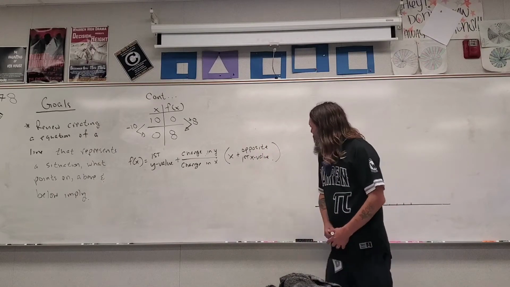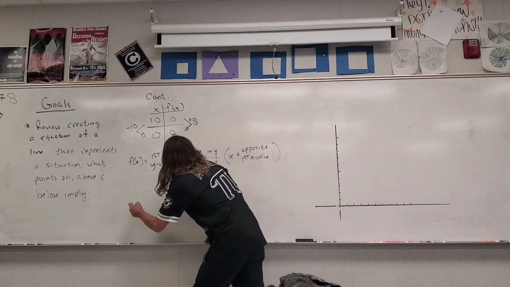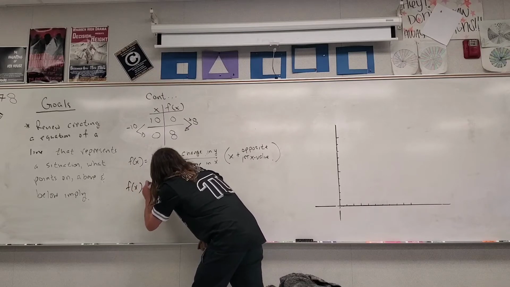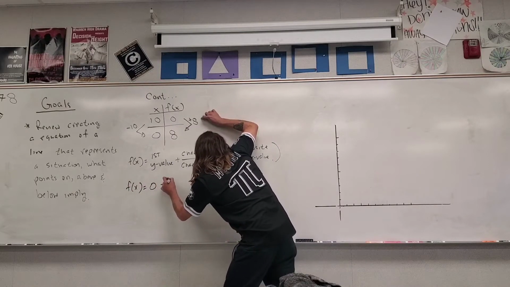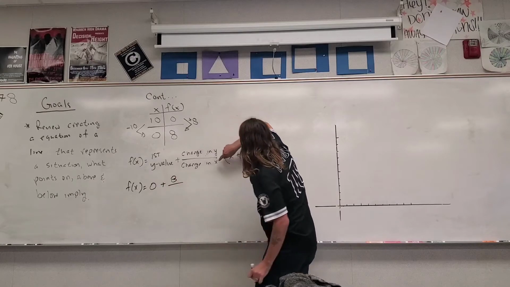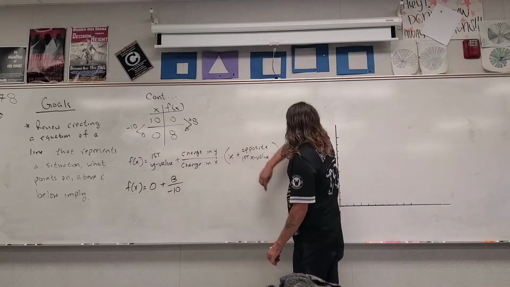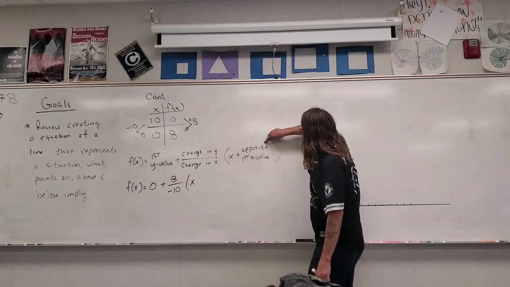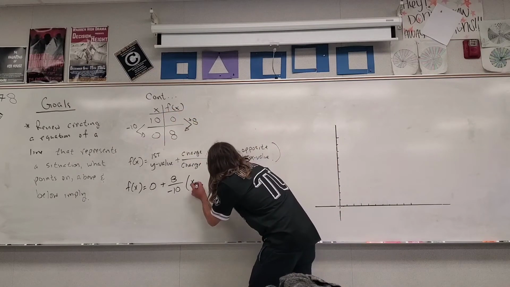Okay, so let's plug stuff in here. My first y value is 0, so this is going to turn into f of x is equal to 0. My change in y is plus 8. My change in x is minus 10. And then it's x plus the opposite of the first x value. So my first x value is plus 10. The opposite of my first x value is minus 10.